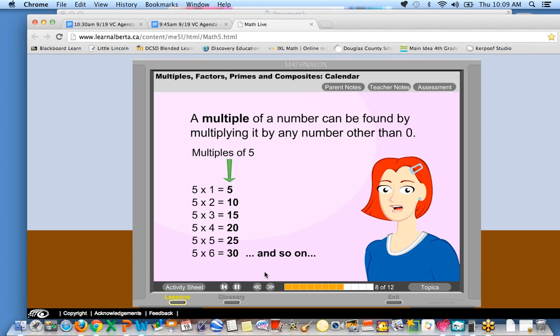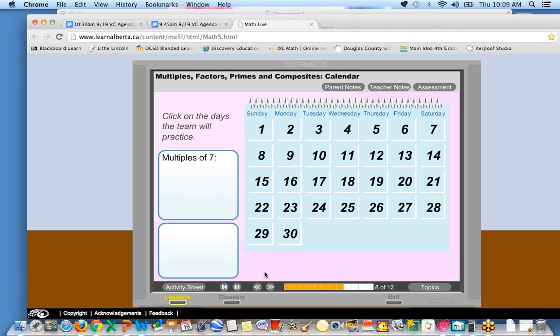Now it's your turn to find multiples of a number. Our soccer team has a practice every 7 days this month. If we start counting from the first day of the month, on which days will we have a practice? All right, click on the days the team will practice. So now we're looking for multiples of 7. I'm going to do the first one for you.